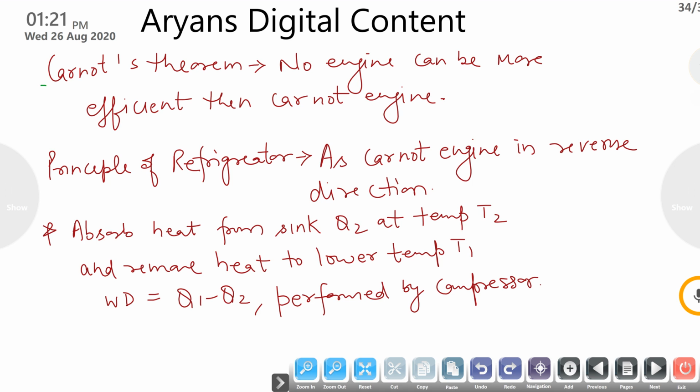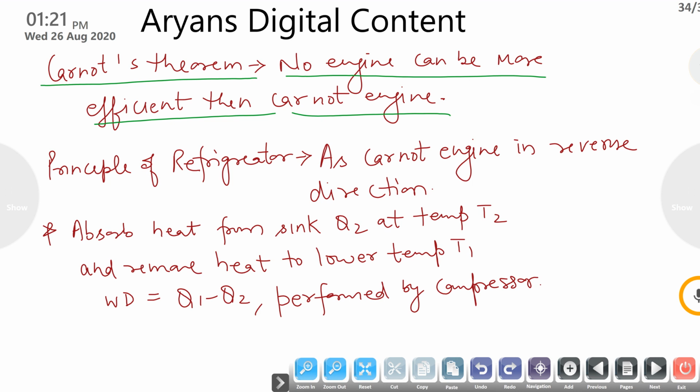Now, Carnot theorem. The Carnot theorem states that the Carnot heat engine has the maximum efficiency and no other engine can be more efficient than the Carnot heat engine, because it is a complete cyclic process in which there is no loss of heat. So, no engine can be more efficient than the Carnot heat engine.